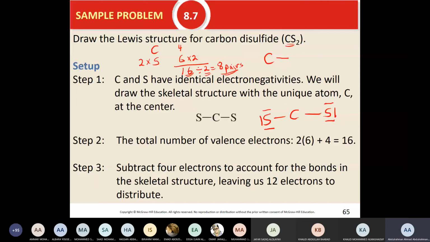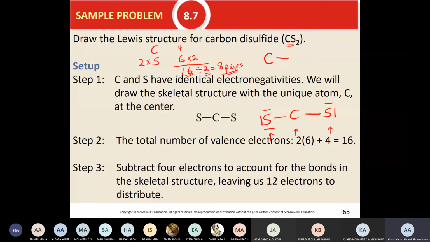No. Why is it not acceptable? Because we need how many electrons around the sulfur? 8. But how many around the carbon? 4. So I should take one of these pairs and put it between the carbon and sulfur.